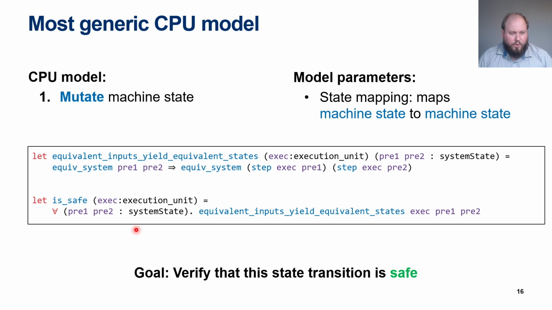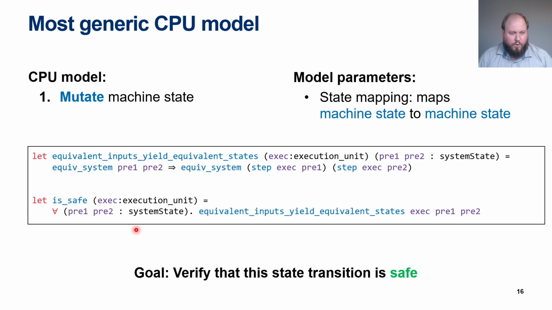and then we can define this safety predicate on this generic description of the machine in terms of this holding true for all possible input states. So that's the most generic model, and the goal is just to verify that this state transition defined by exec here, that this is safe.